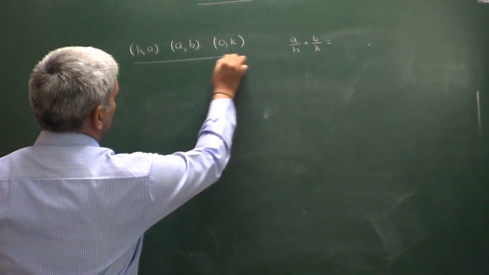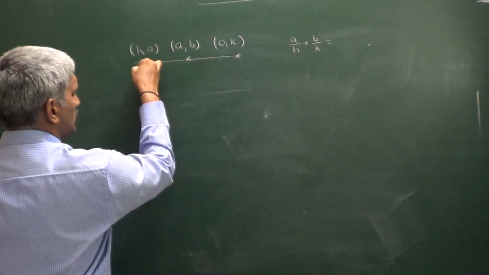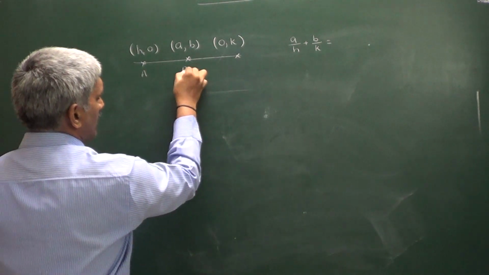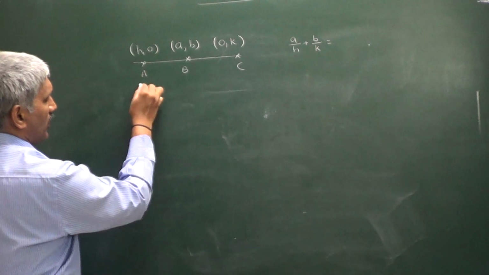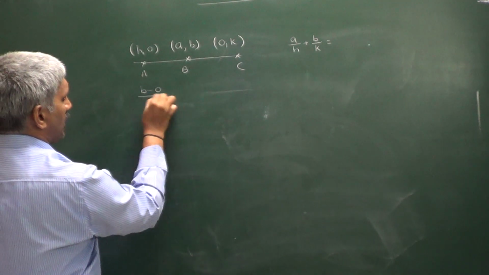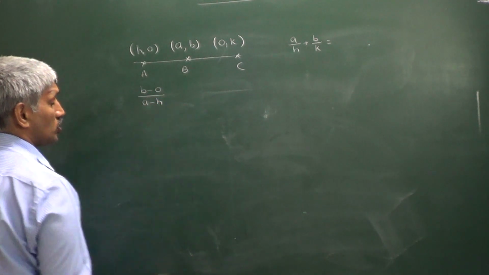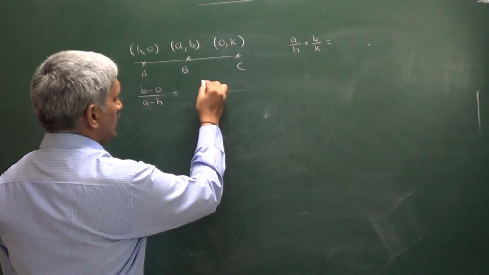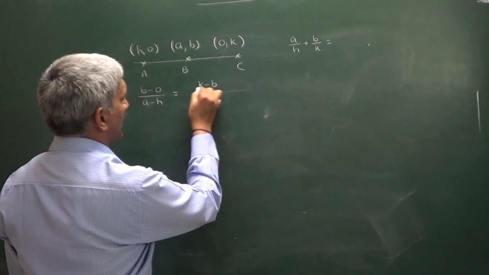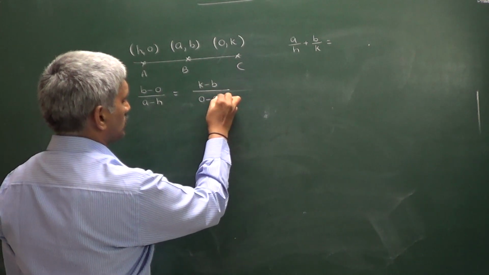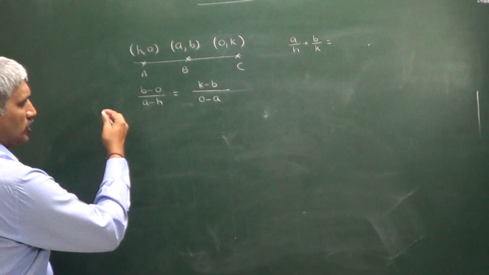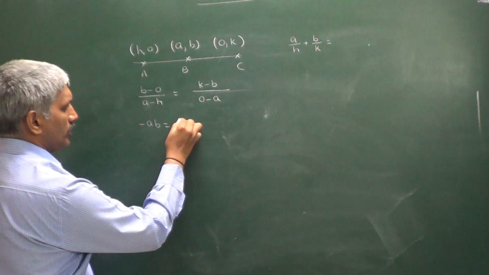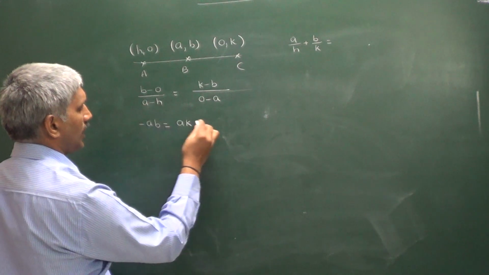Now these 3 points are collinear, means as I discussed earlier, slope concept. So for A, B, C, tell me what is the slope of AB? B minus 0 divided by a minus h. That is the slope of AB. It is the same as the slope of BC. What is the slope of BC? K minus b divided by 0 minus a. Right?